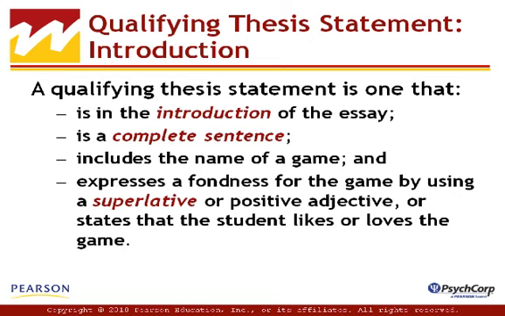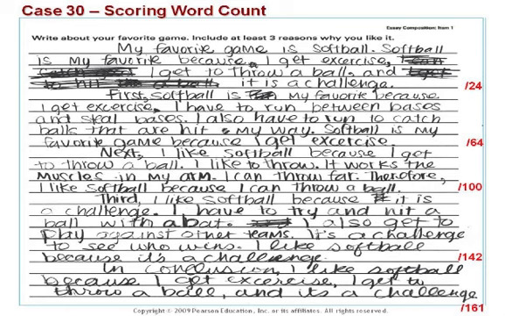fondness for the game. You can express a fondness for the game by using a superlative like "favorite," or "my best game," or you can use a word like "good," it's a good game, or you can say "I like softball." So any of those positive adjectives would also express a fondness for the game. In this case, you have a complete sentence that includes the name of a game, softball, and the writer is expressing a fondness for the game through the use of the word "favorite."